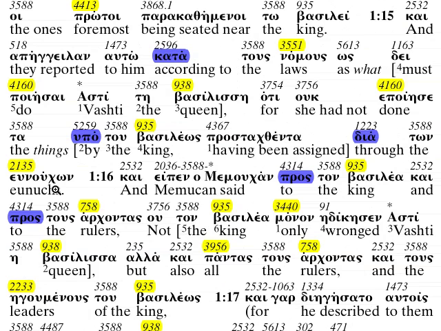And they reported to him according to the laws, kata, preposition, to the laws, the nomus, astronomy again, as what Vashti the queen must do. For she had not done the things having been assigned by the king. She didn't do what the king said, rebelled against his authority, through the eunuchs. Evnukon again, the eunuchs.